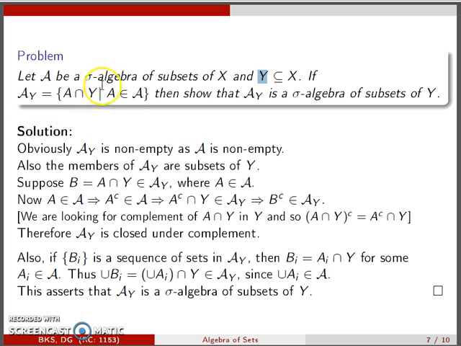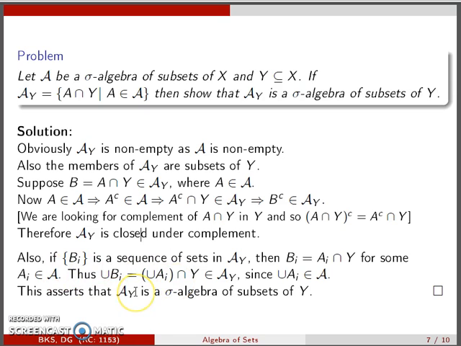By definition, all the members are subsets of Y, so any algebra you get out of it would be an algebra of subsets of Y. Consider any element B in script A_Y. It will obviously be of the form A intersection Y, where A is a subset in script A. And then if you take the complement, you'll find that B complement is in script A_Y. The point to remember is that we are looking for the complement in Y, not in X. Well, once this is done, the next step is easy.